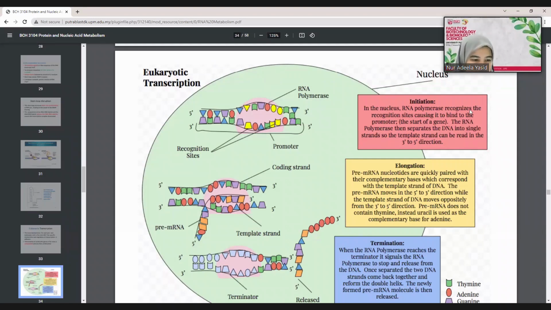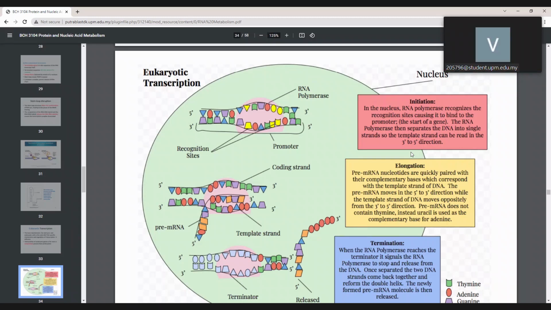So RNA polymerase recognizes the recognition sites, causing it to bind to the promoter. RNA polymerase then separates the DNA into single strands so that the template strand can be read in the 3' to 5' direction. Later we will look at the additional steps involved in the initiation, elongation, and termination in the eukaryotic system.